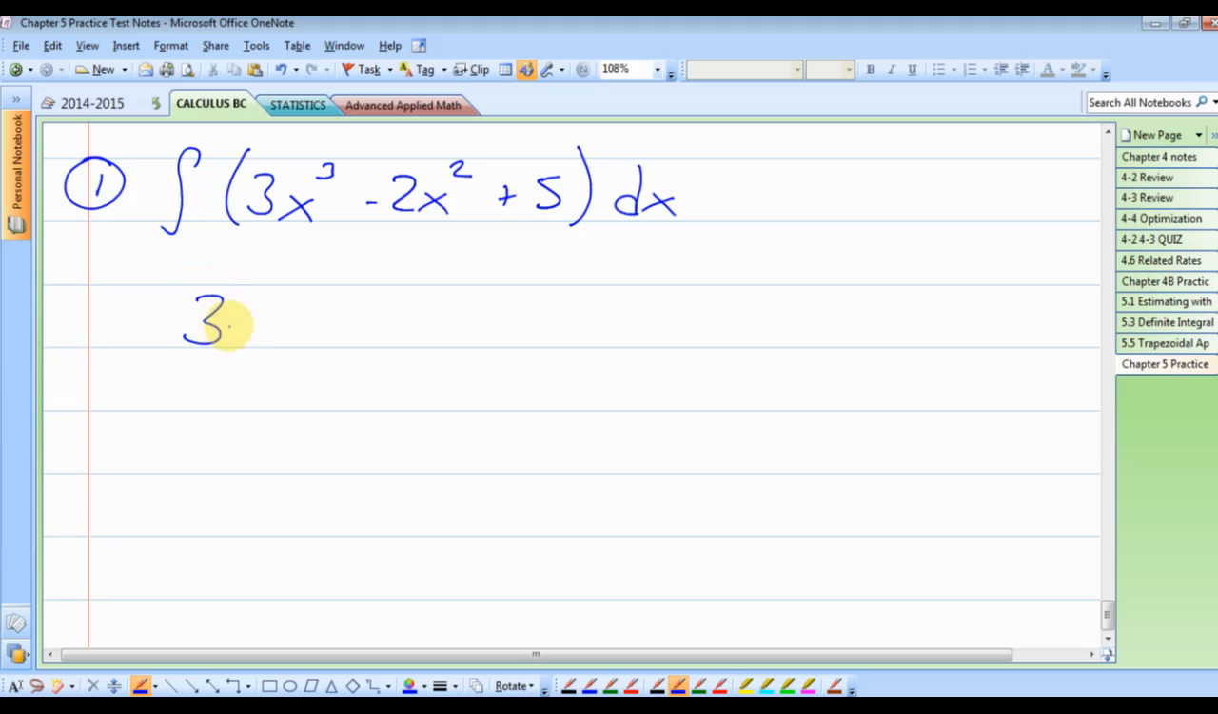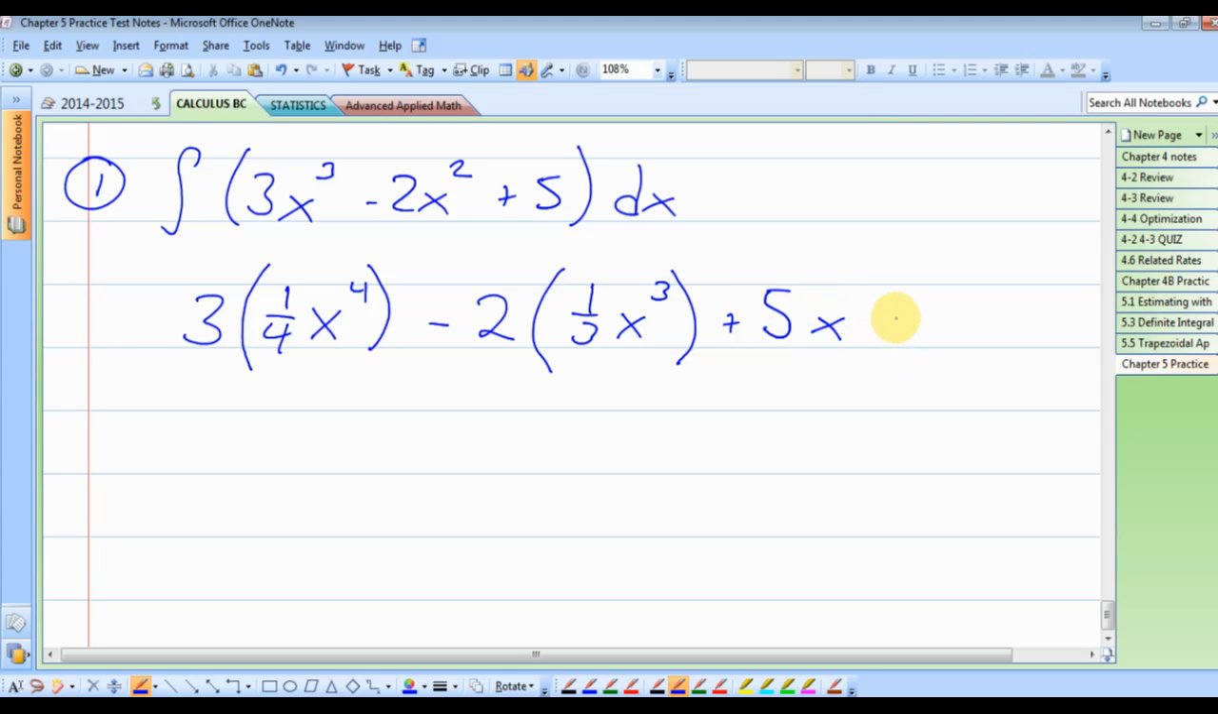So the first one is 3 times 1/4 x to the 4, minus 2 times 1/3 x cubed, plus 5x plus constant. Again, add 1 to the power and then divide by the new power. So when you simplify that, you get 3/4 of x to the 4 minus 2/3 of x cubed plus 5x plus constant.